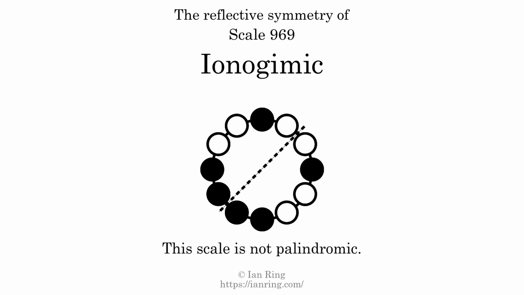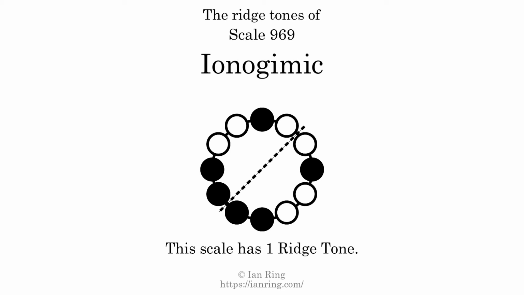This scale has reflective symmetry across an axis positioned 1.5 semitones from the root. This scale has a different pattern of intervals ascending and descending, so it is not palindromic. This scale has 1 ridge tone.